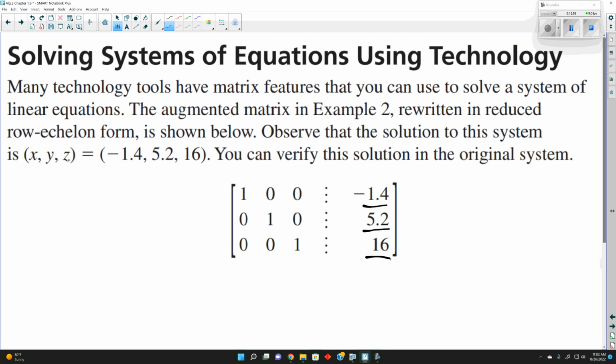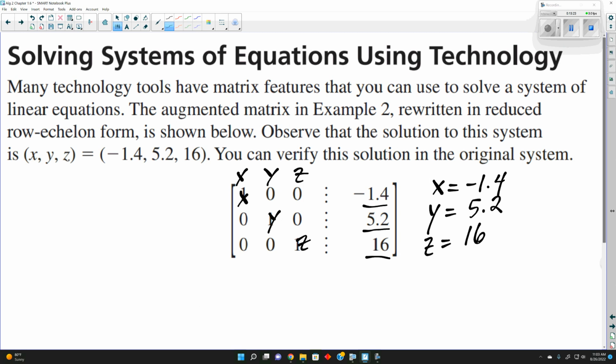So it has to stay in order. Yep, so that we know, because again, x, y, z, because for this first row, x would be 1, y is 0, z is 0. So it's just telling us x is equal to -1.4. For the middle one, x is 0, y is 1, z is 0. So it's saying y is 5.2. And the same thing is true for z. So that would be our solution set.